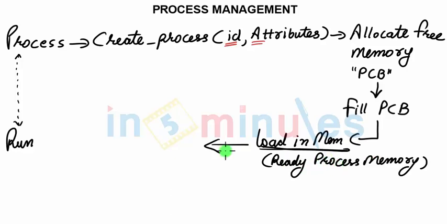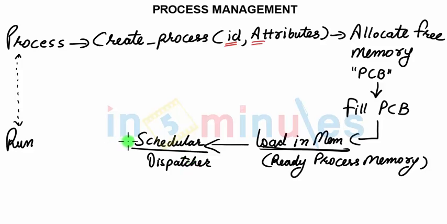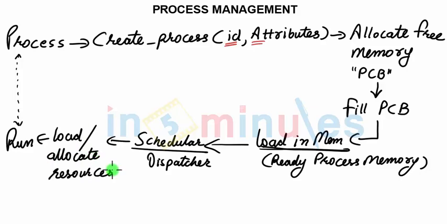Once it is loaded in memory, it is up to the scheduler to schedule it, which will dispatch it when the time comes. And finally, for the execution, one thing that takes place is load resources. Another way of saying it is to allocate the resources which are needed for execution of the process. So finally, we get a process which is now running.